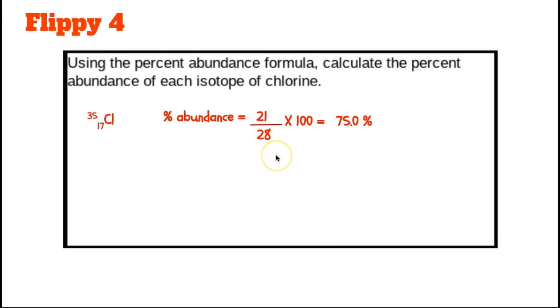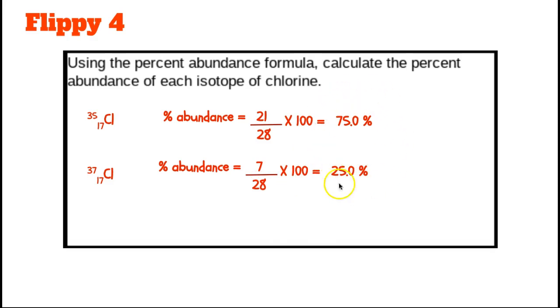which gives us a percent of 75%. We're going to do the same thing for our other one, and if we know about percentages, they have to add up to 100, so I would predict that this is going to be 25%, but we'll double check. For the percent abundance, we had 7 out of 28 that had a mass of 37. We multiply that by 100, and sure enough, that comes out to 25%.